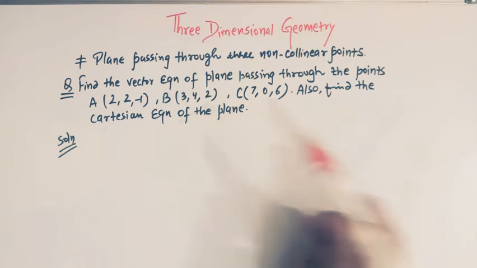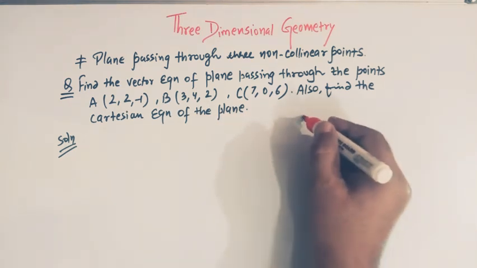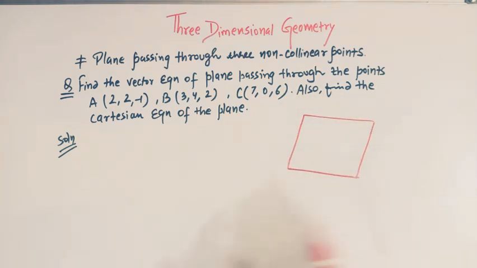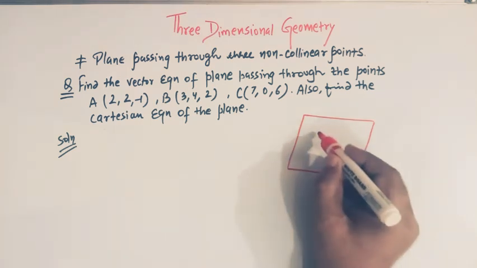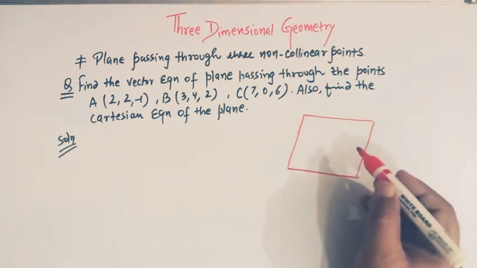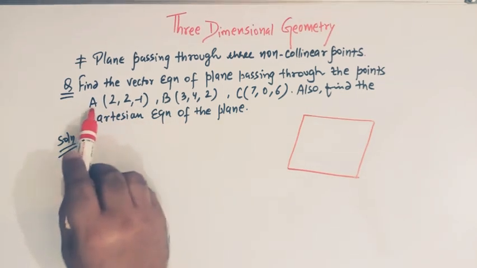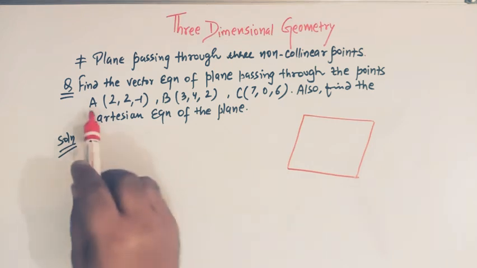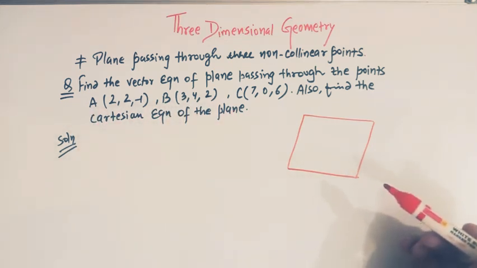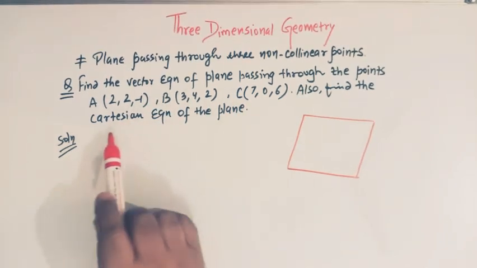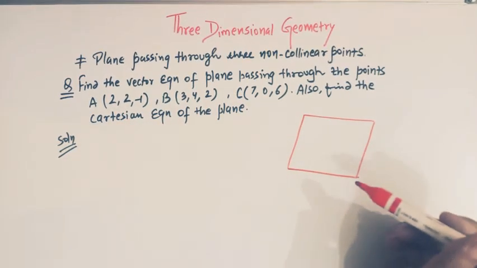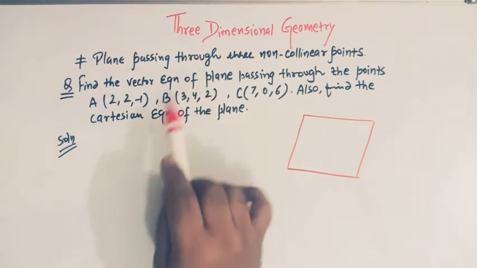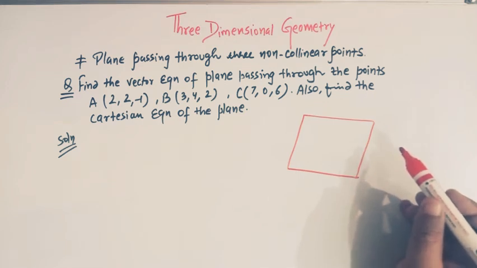Now here we are interested in finding out the vector and Cartesian equation of a plane which passes through 3 non-collinear points. Here we are given 3 points, but we'll first prove that these 3 points are non-collinear. Before solving this problem, let us have a quick look at the concept of the equation of the plane passing through 3 non-collinear points.